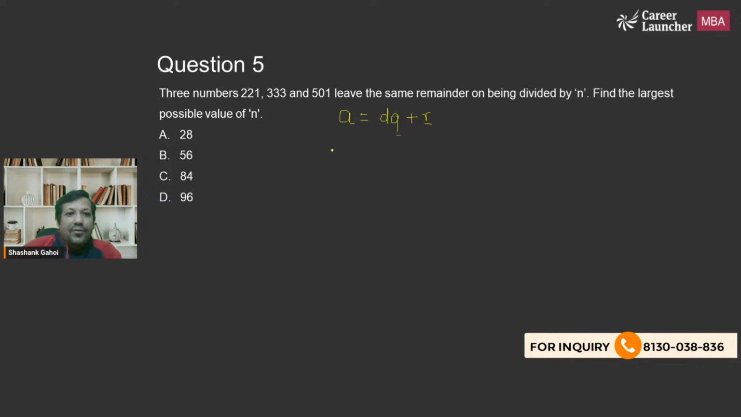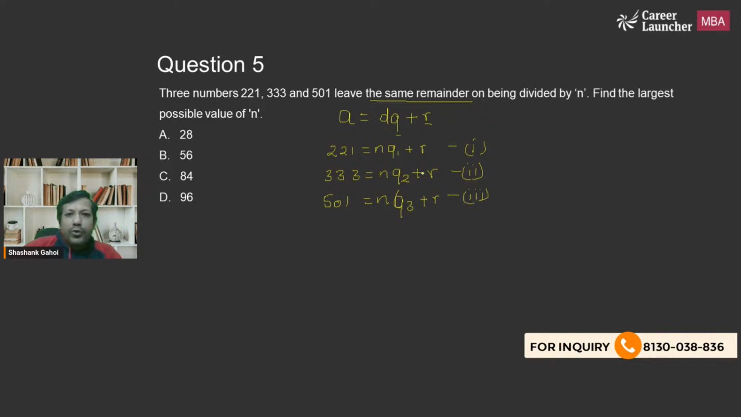Now, we are dividing 221 by n, the quotient is some number, say Q1, and the remainder is R. I am dividing 333 by n. The quotient I don't know, let's say Q2. The remainder is the same, so it won't be R1 and R2, because we are talking about the same remainder. It is again going to be R. Then we have 501, and I get n times Q3 plus R. Let's say this is my equation 1, equation 2, and equation 3.